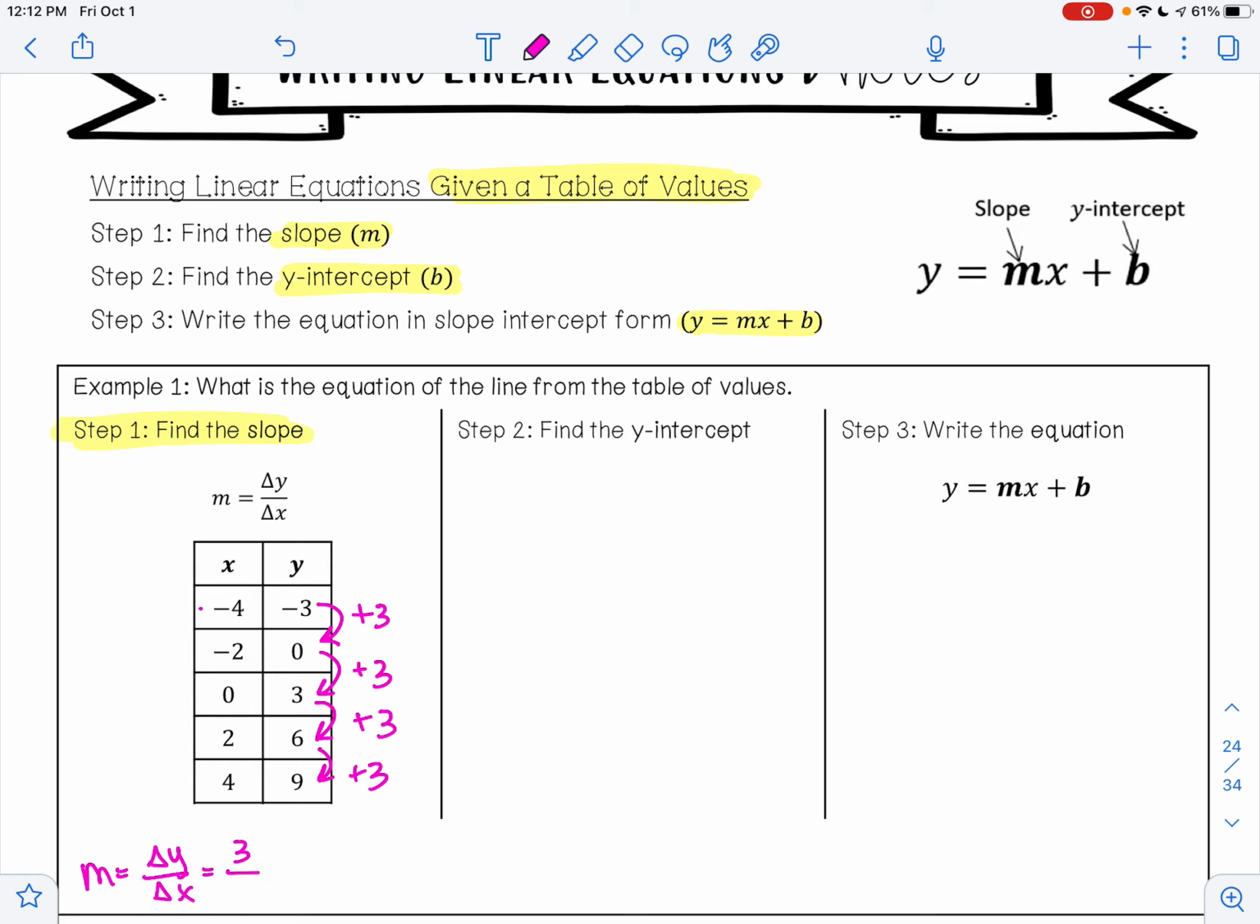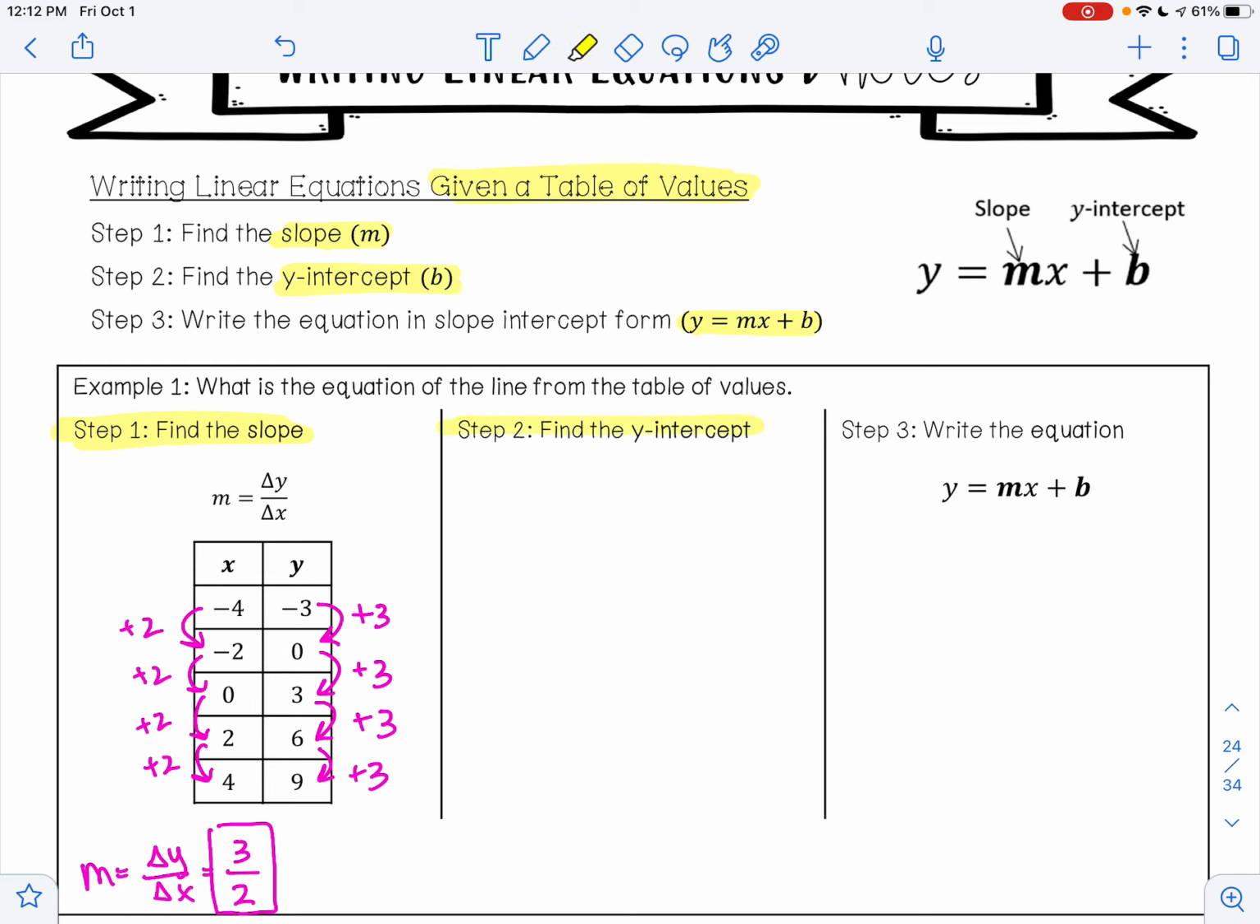For my change in x, to go from -4 to -2, I add 2. From -2 to 0, I add 2. From 0 to 2, I add 2. And from 2 to 4, I add 2. So my change in x is 2. So my slope is 3 over 2.